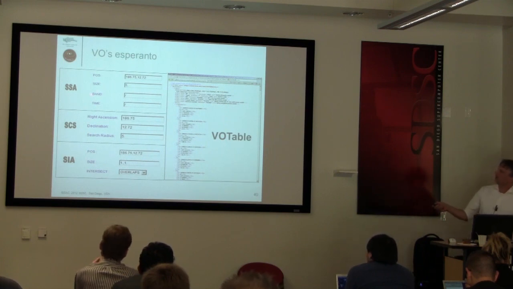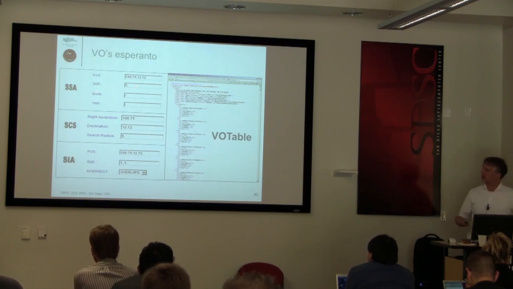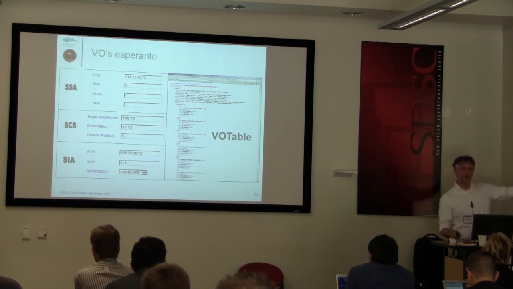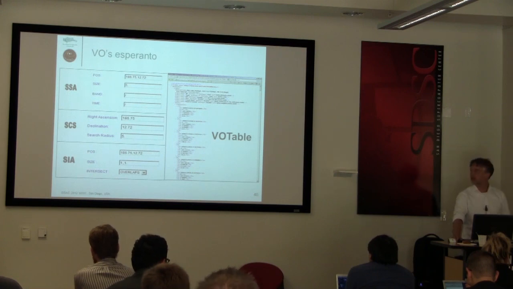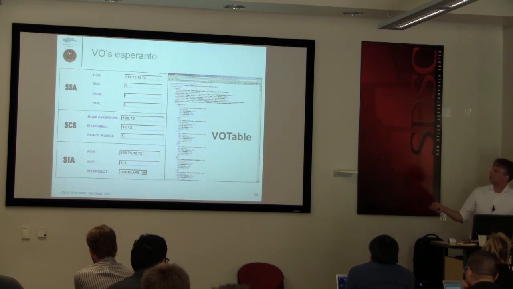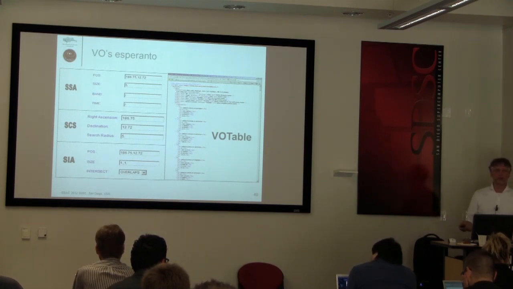So we have the simple spectrum access protocol where you can give a position and a size, and then you should get back all the spectra in a particular archive. So if you have an archive with spectra, then you can say, I implement the simple spectrum access protocol. That means that somebody can send you a question with a position, a size, a band, and a time. Cone search is for catalogs of objects. And again, there you give a right ascension and a declination.